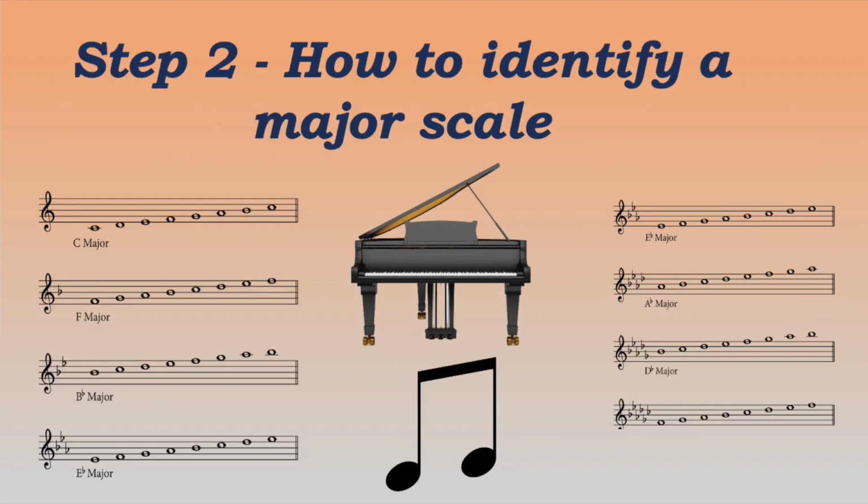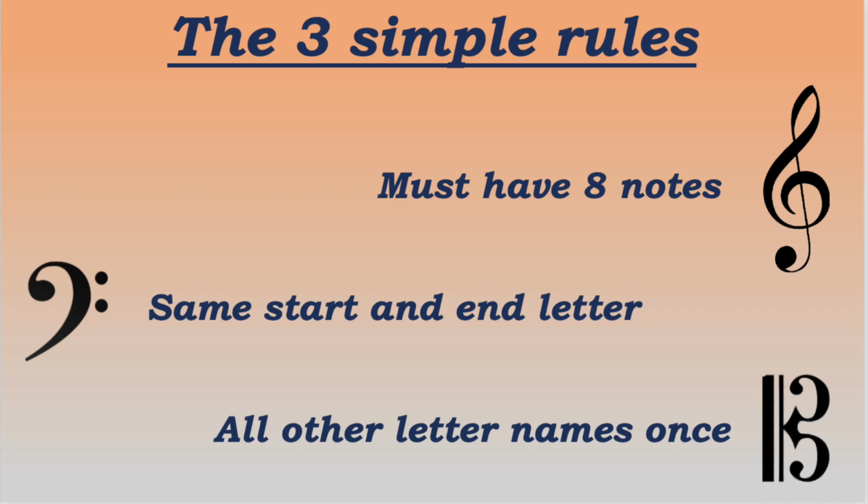Step 2. How to find and identify major scales. The 3 basic rules of major scales are: number 1, it shall have 8 notes and 8 notes only. Number 2, it shall have the same start and end letter. And number 3, it shall have every other letter name once.